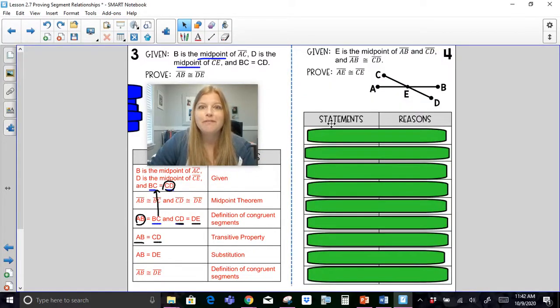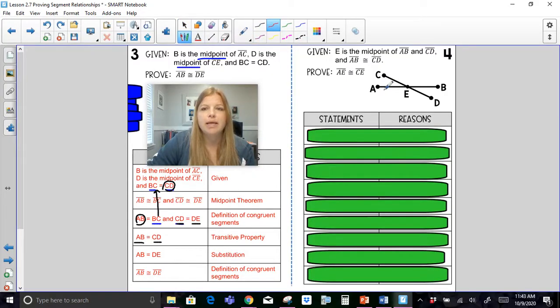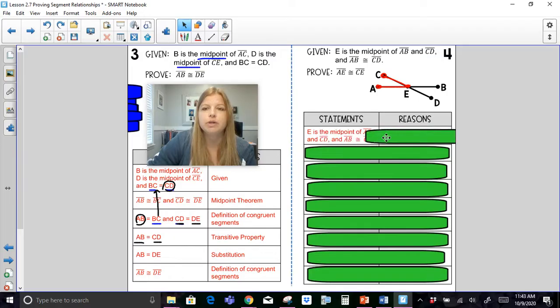Okay, number 4. This is a long one. Given E is the midpoint of segment AB and CD. Been there, done that. We know what to do. And segment AB is congruent to segment CD. We're trying to prove that AE is congruent to CE. We're told that E is a midpoint and that AB, this entire length of a segment, is congruent to this entire segment CD. So first off, we state our given.